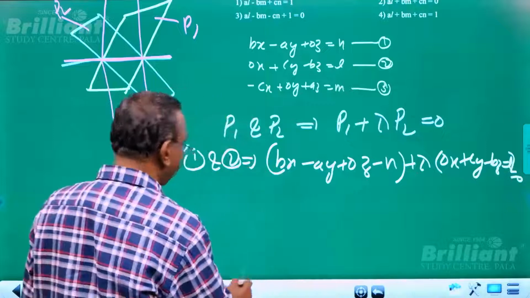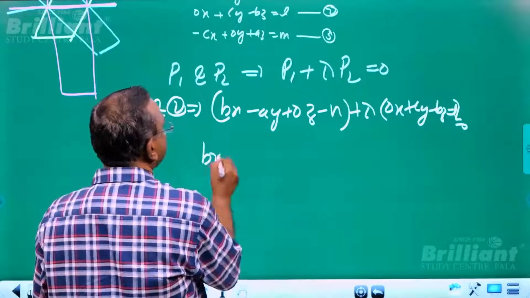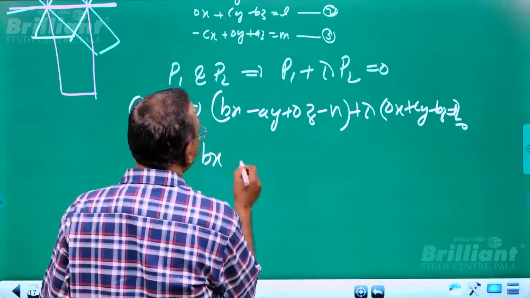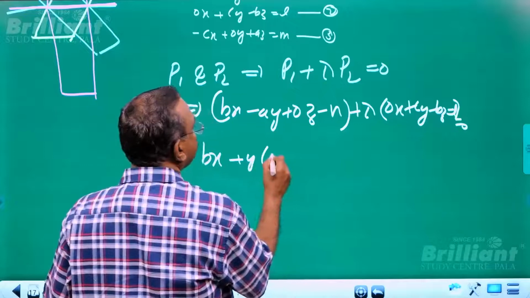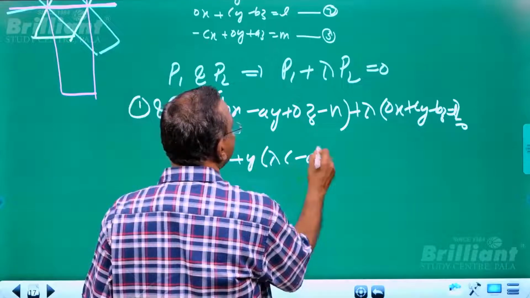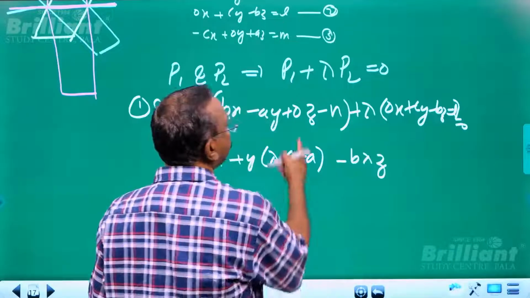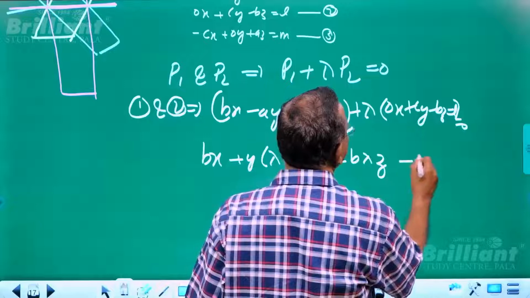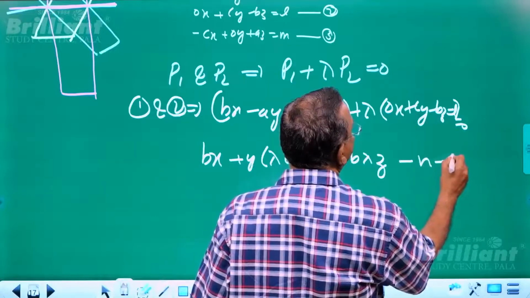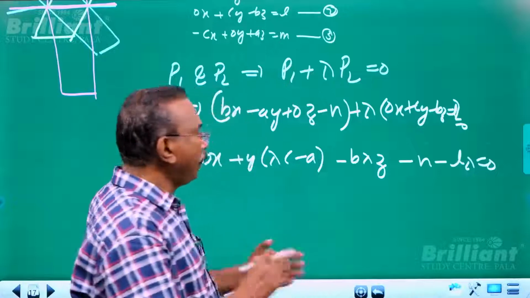So we can club together and write it in a good form as bx, and y I mark them as plus y into lambda c minus a, minus b lambda z. There is no z term here. And finally it is equal to minus n minus l lambda is equal to 0. This is our combined plane.